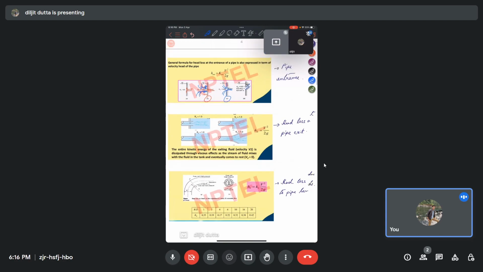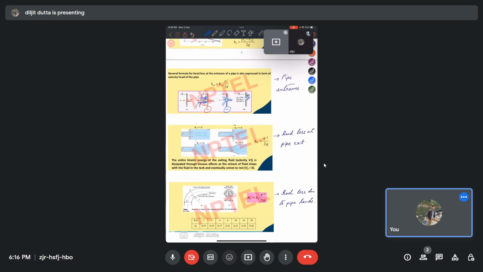So this was at pipe entrance. Just remember the 4 cases, when head loss will be more and when head loss will be less. This might come as an MCQ, a multiple choice question, in competitive examinations like GATE or IAS.